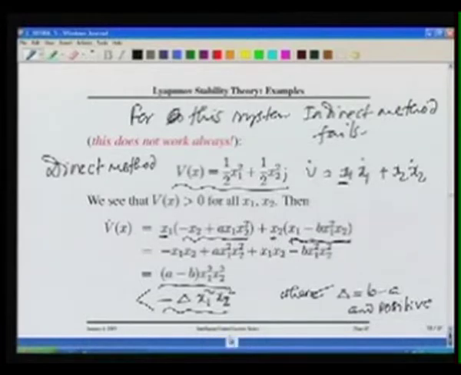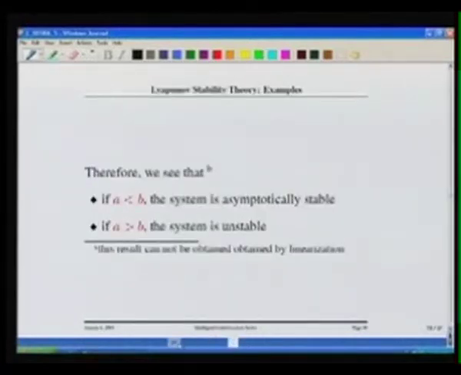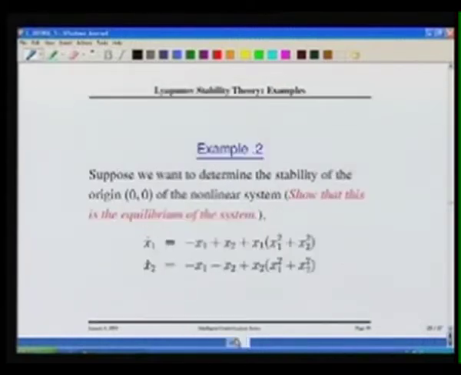So, that is an interesting application. We see that if A is less than B, the system is asymptotically stable, but if A is greater than B, the system is unstable. So, this result cannot be obtained by linearization using the indirect method. Now, we go to another example. In this first example, what we saw is the advantage of the direct method over the indirect method.